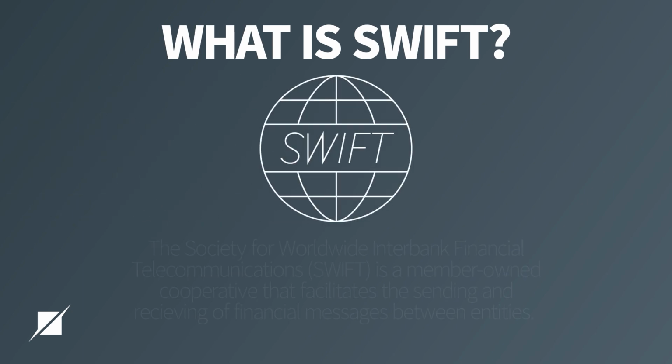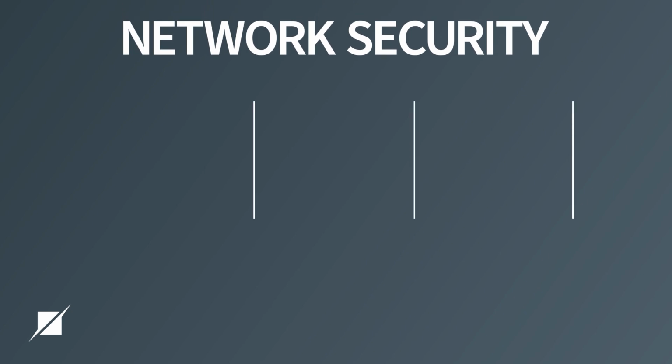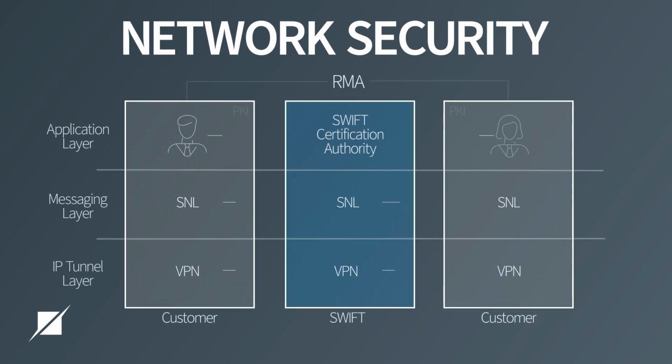SWIFT is an acronym for Society for Worldwide Interbank Financial Telecommunications. And SWIFT is a member-owned cooperative that facilitates the sending and receiving of financial messages between entities. Organizations that use SWIFT are known as SWIFT users. SWIFT users have access to the SWIFT network and associated software, and thus pose a cybersecurity risk to the SWIFT network and application ecosystem. The SWIFT network provides 3 layers of security at the application layer, the messaging layer, and the IP layer. And thus, the expectation for SWIFT users is to reciprocate the same level of due care in their own environments as a condition for using the SWIFT network and applications.